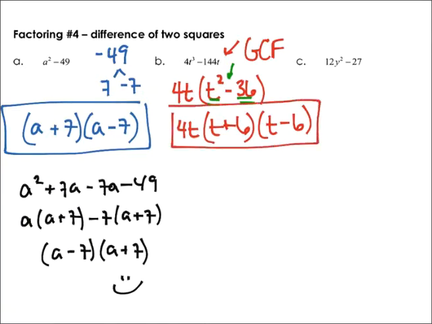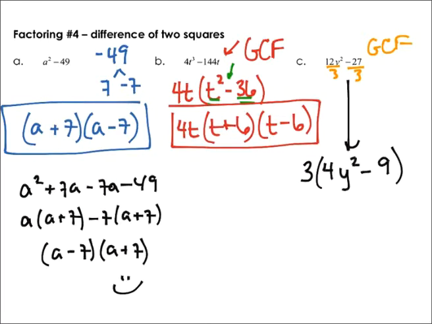Alright, last one here. Again, look for a GCF. It looks like I can divide those both by 3. So I'm going to rewrite that. I've got the 3 out front, 4y squared minus 9. Alright, this one's kind of weird looking, but it's got 2 terms and a minus sign.